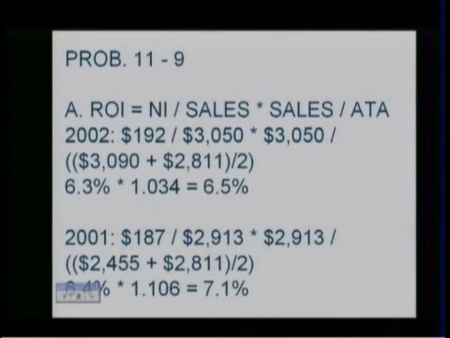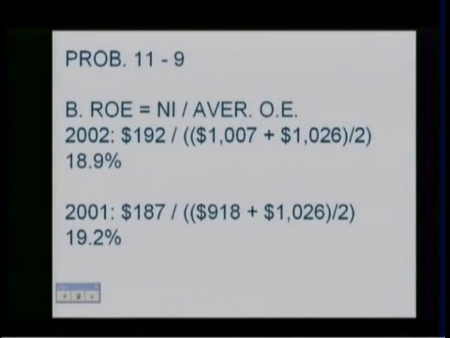In Part B, they ask you to compute ROE, return on equity, which, as you know, is net income divided by average owner's equity. Net income you've already found. Owner's equity is an average, so you're going to take the beginning of the year and the end of the year, add them together and divide by 2. Your return on your owner's equity in 2002 was 18.9, and in 2001 it was 19.2.